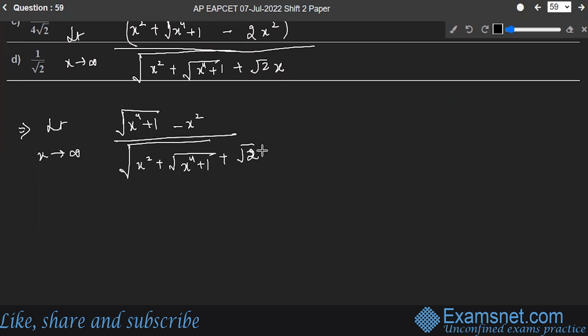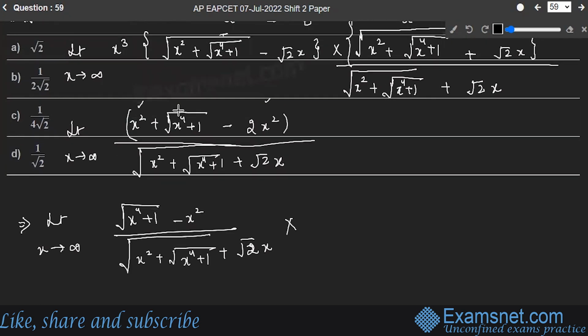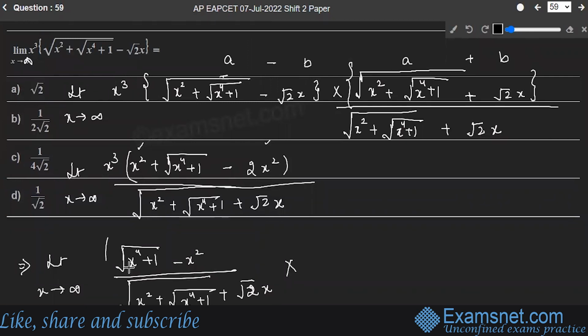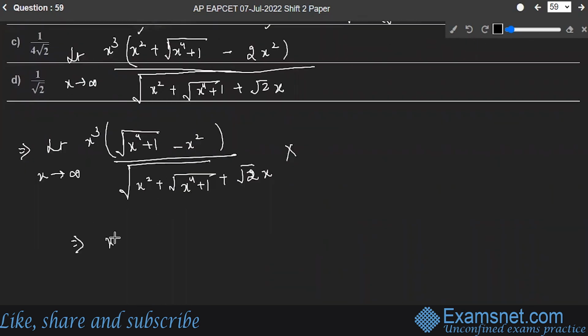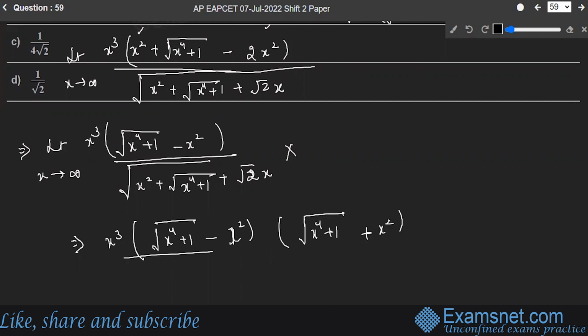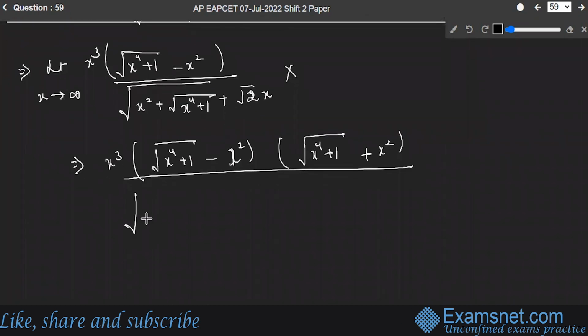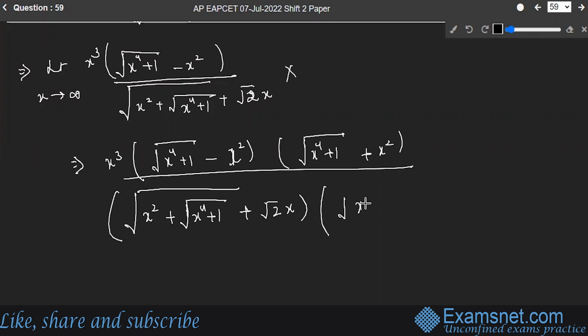Now let's again multiply the numerator and the denominator by this. Okay, I forgot to put this x cube, it is there as well. So now let's do the same thing again. With x cube, I'll multiply the numerator and the denominator by root of x raised to power 4 plus 1 plus x square, whole divided by root of x square plus root of x raised to power 4 plus 1, plus this x raised to power 4 plus 1 plus x square.